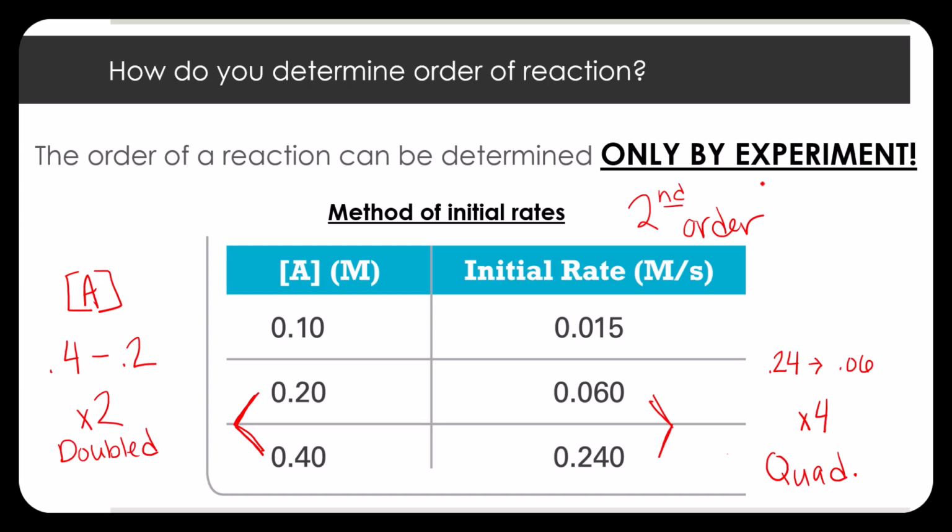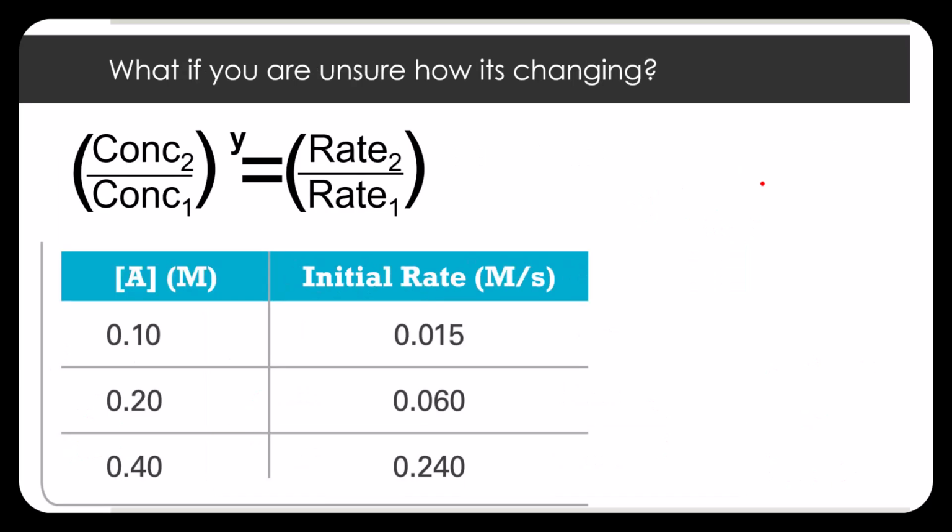if the numbers weren't really pretty? So we're going to look at this same group of data, but we're going to put a formula out there. So here's the formula. The formula is going to take the concentration of trial 2. It doesn't matter if it's 1 and 2, it could be 2 and 4, whatever. But the concentration of trial 2 over the concentration of trial 1 raised to the y, and that's going to be set equal to the rate of trial 2 over the rate of trial 1.